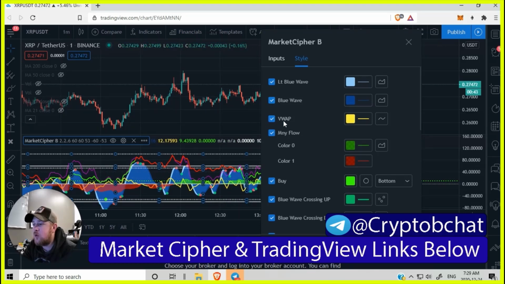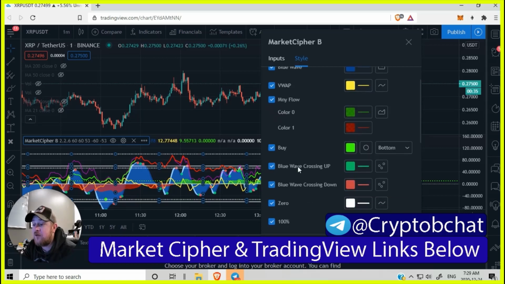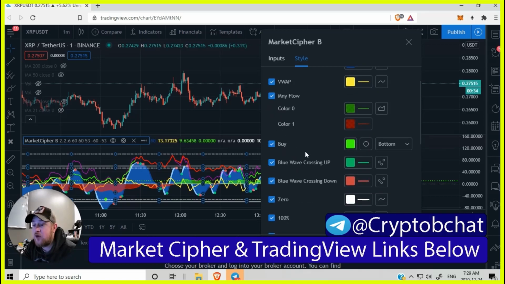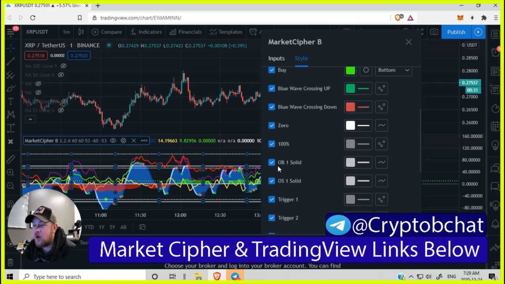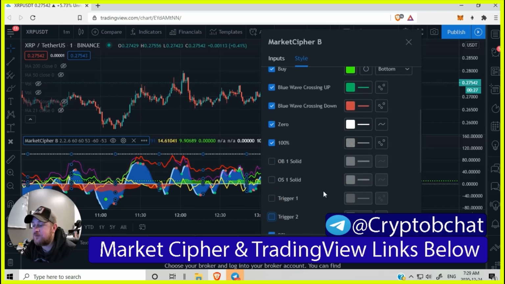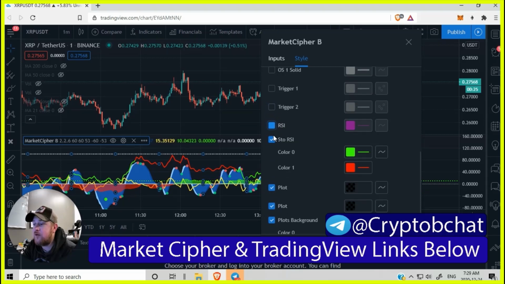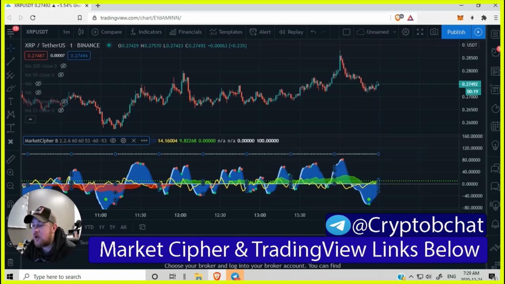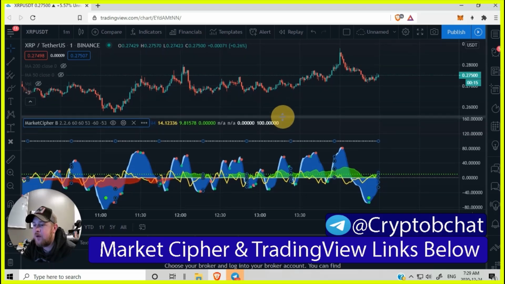We're keeping the blue wave. The VWAP is what we are using today. VWAP, the dots, and the price action is what we're using today. So we're going to keep VWAP, keep money flow. We want to keep the buy, the green, and red, and the zero line. So we're going to get rid of the OB, the OS, and the triggers. We're also going to get rid of RSI, stochastic RSI, all these plot lines, plot backgrounds, and okay. So now we have our Market Cipher B.